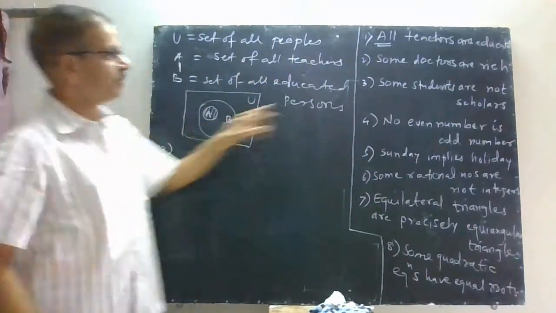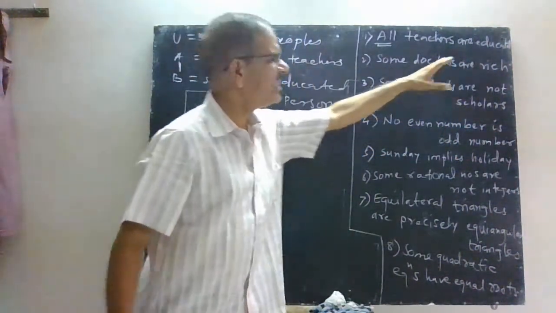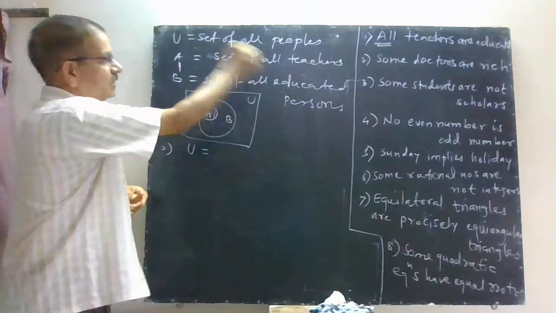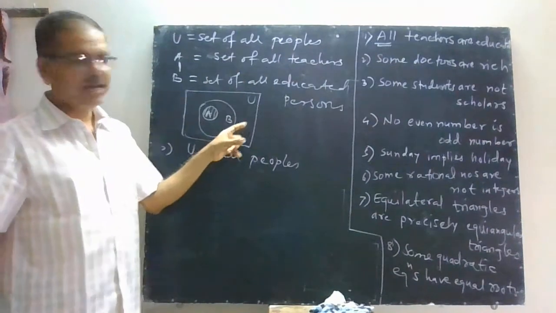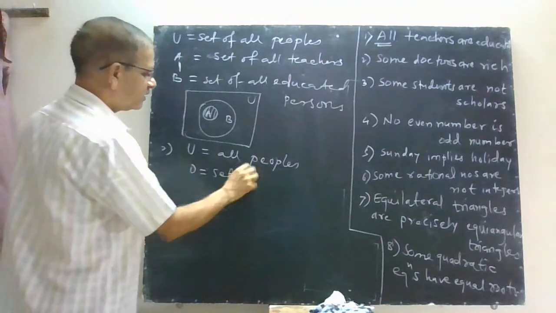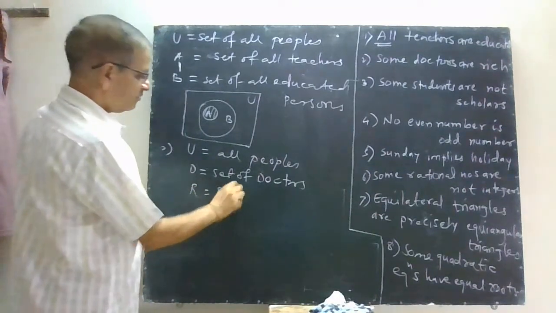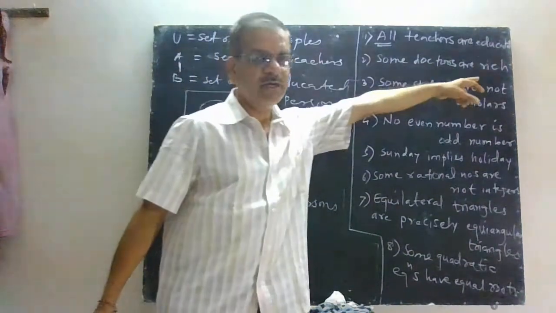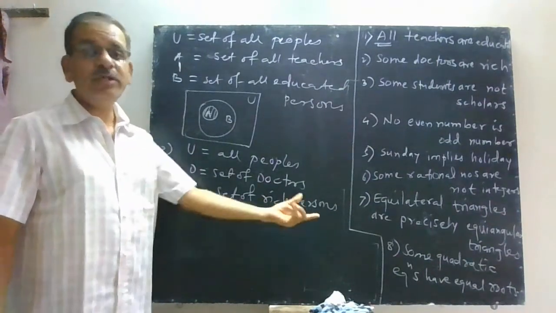Now for second, some doctors are rich. Now here the set of doctors, rich persons, that means you will write set of all peoples, that is U, again, all peoples. See, without writing this set you cannot draw diagram. Then suppose D is set of doctors, and then R suppose set of rich persons. See, actually it is not given as rich persons, but you will add that one here while writing this. You cannot write set of rich. Who rich? That is persons.